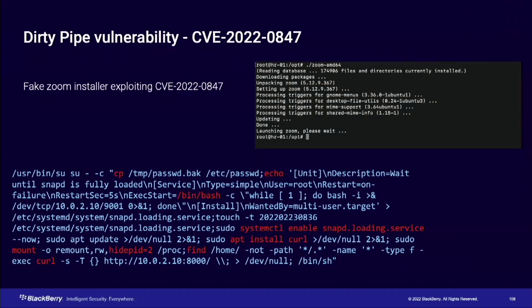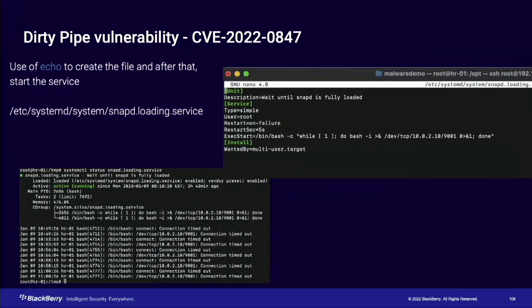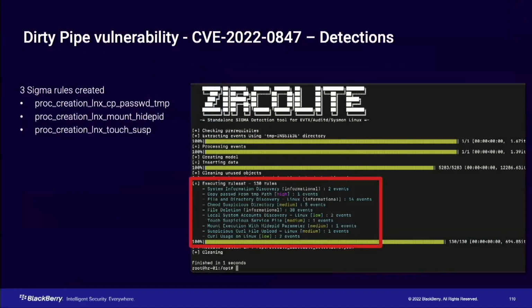And then again, more GTFOBins. It tries to execute a reverse shell using bash pretty much, and exfiltrate the data using curl, getting all the files from the home directory and sending them to the remote IP. And here it's using echo to create a file. And of course, here the connection is getting a timeout, but if the reverse shell was running, that would be executed. So these are the summaries for those threats.